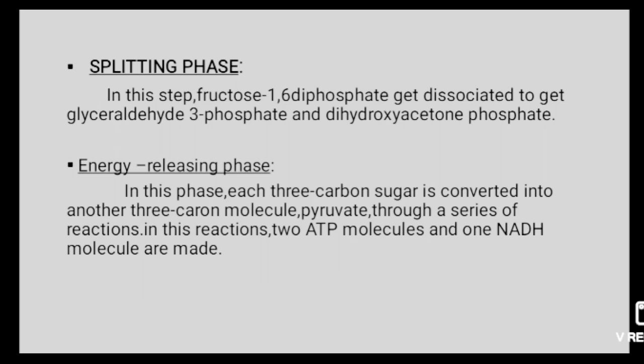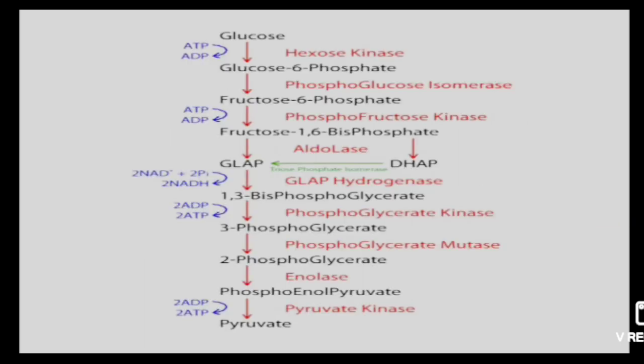In the splitting phase, the second phase, fructose 1,6-bisphosphate gets dissociated to give glyceraldehyde 3-phosphate and dihydroxyacetone phosphate. The final step is the energy releasing phase. In this step, each 3-carbon sugar is converted into another 3-carbon molecule known as pyruvate. Through a series of reactions, 2 ATP molecules and 1 NADH molecule are made. This is the flow of the energy requiring phase, splitting phase, and energy generating phase.